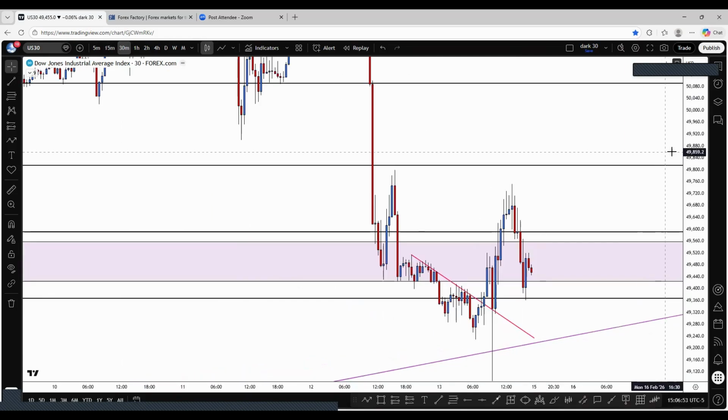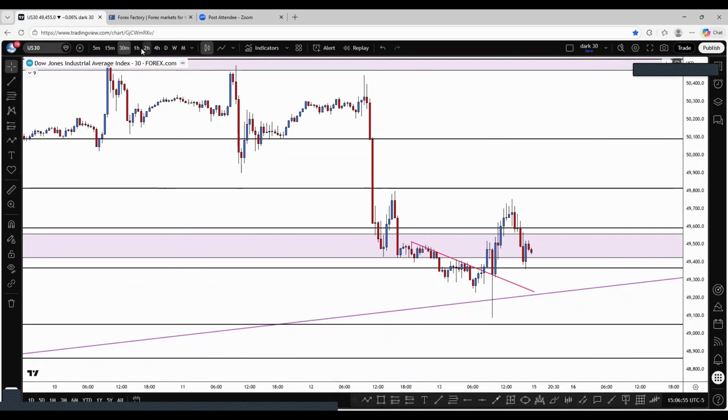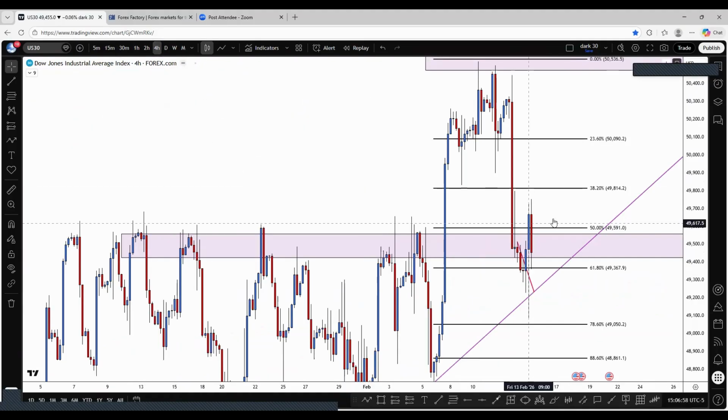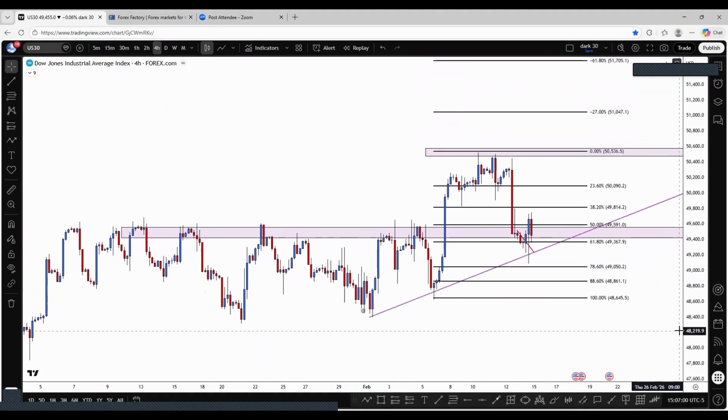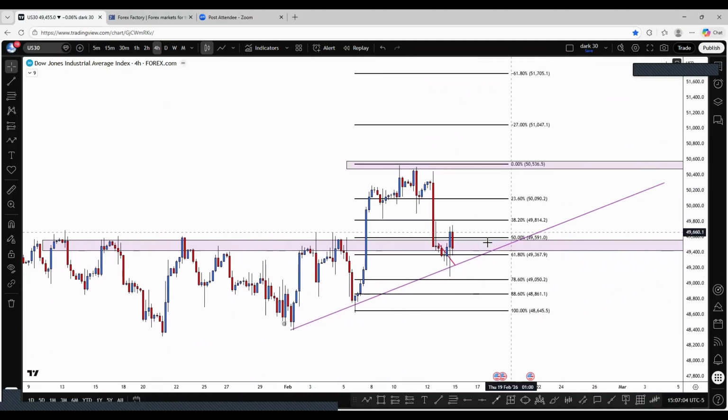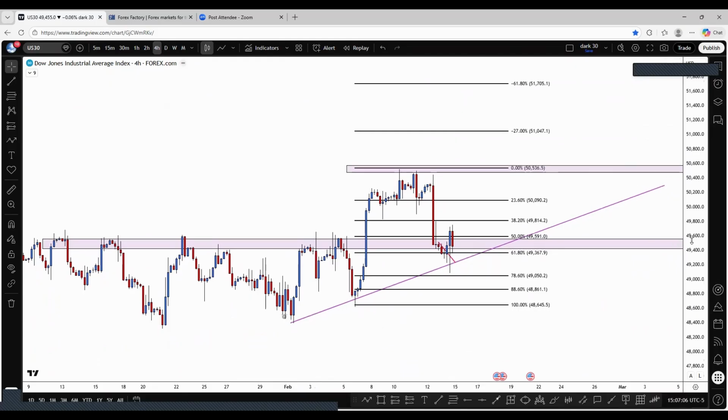I'm gonna keep my eye on this one. Like I said, I never traded US30 live. I did it on demo accounts, but I'm gonna test this one out because I think this is gonna be a good one right here.